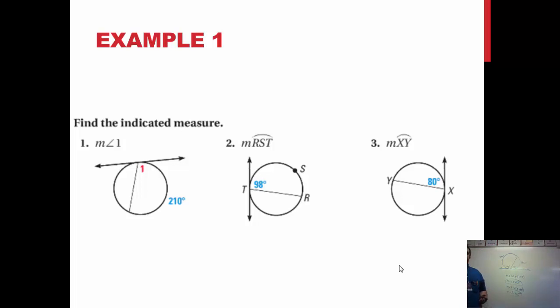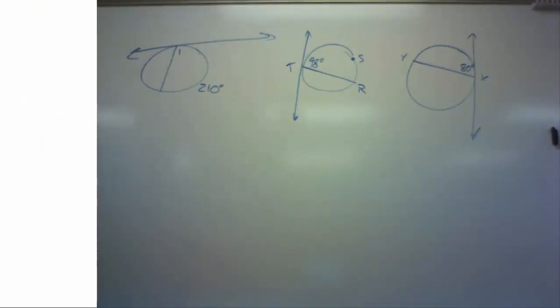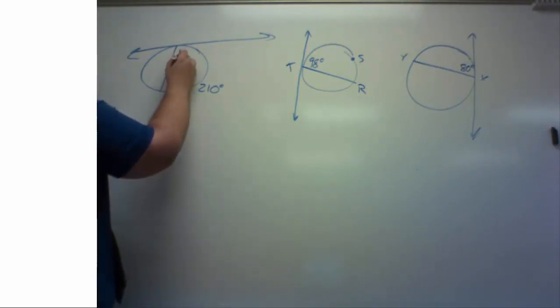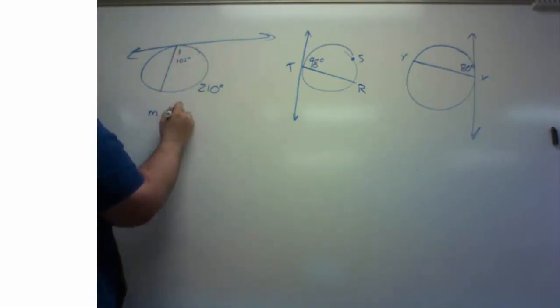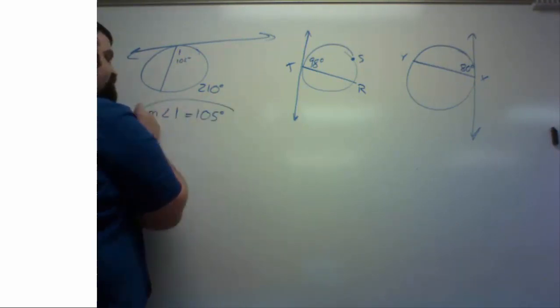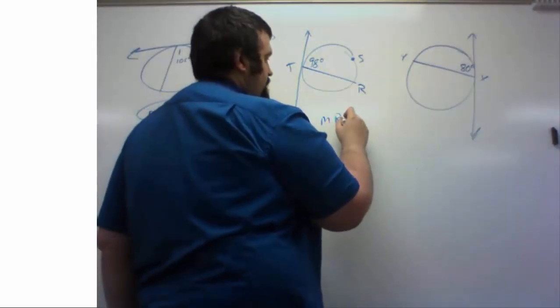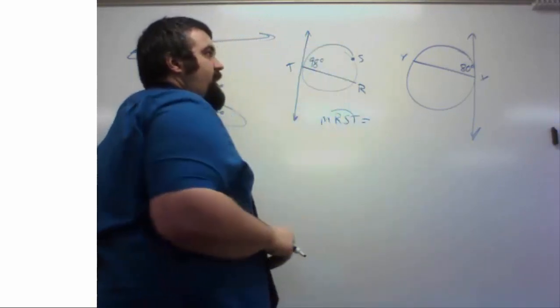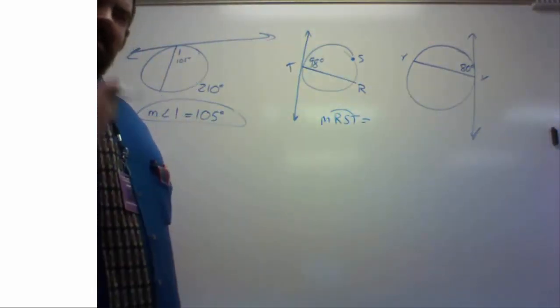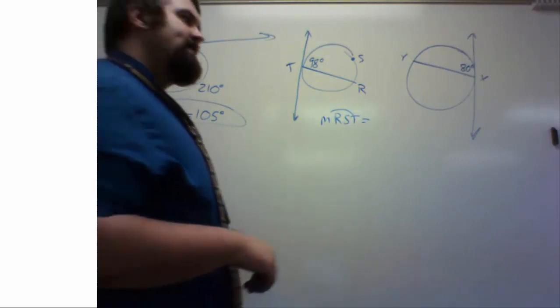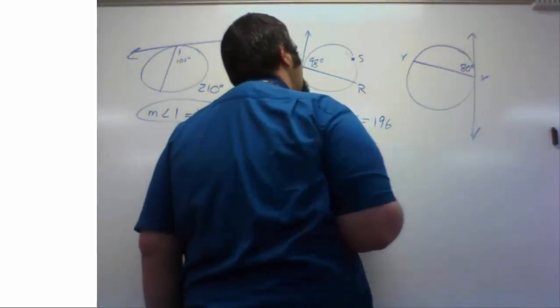Now do these quickly. Find the measure of angle 1, find the measure of arc RST, and find the measure of arc XY. The left one says find the measure of angle 1. I know the arc's 210, so the angle is half of that: 105 degrees. Measure of angle 1 equals 105 degrees. Measure of arc RST is going to be double the angle. So 2 times 98, carry the 1, I believe we get 196 degrees.